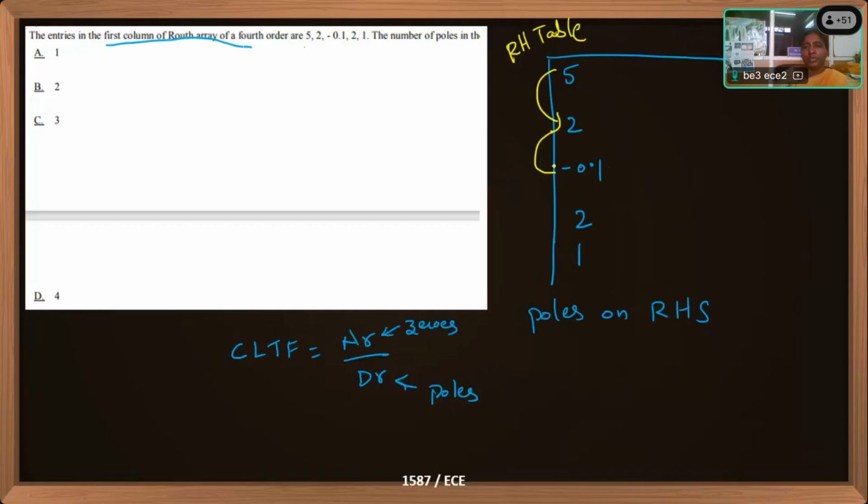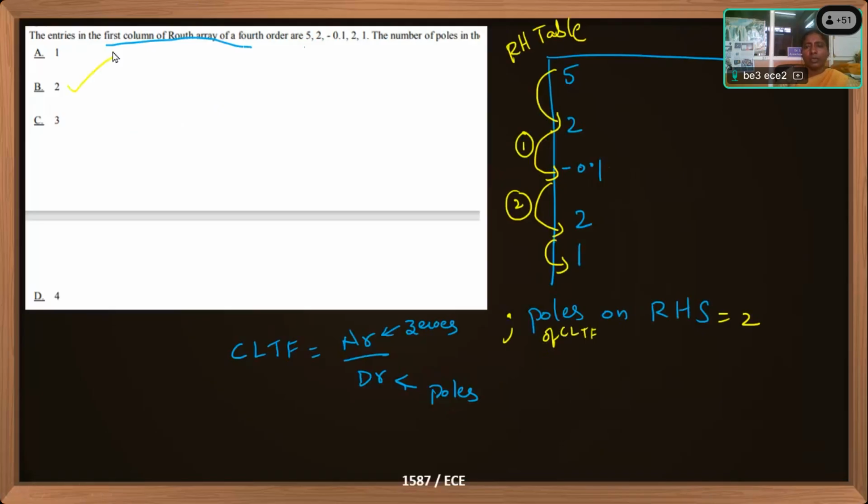Now positive to negative, so one sign change. Negative to positive, second sign change. Positive to positive, no sign change. So two sign changes are there, so two poles are on RHS, poles of the closed loop transfer function. Denominator means characteristic equation, so those are its roots. Now the answer is 2: the number of roots on RHS equals 2.